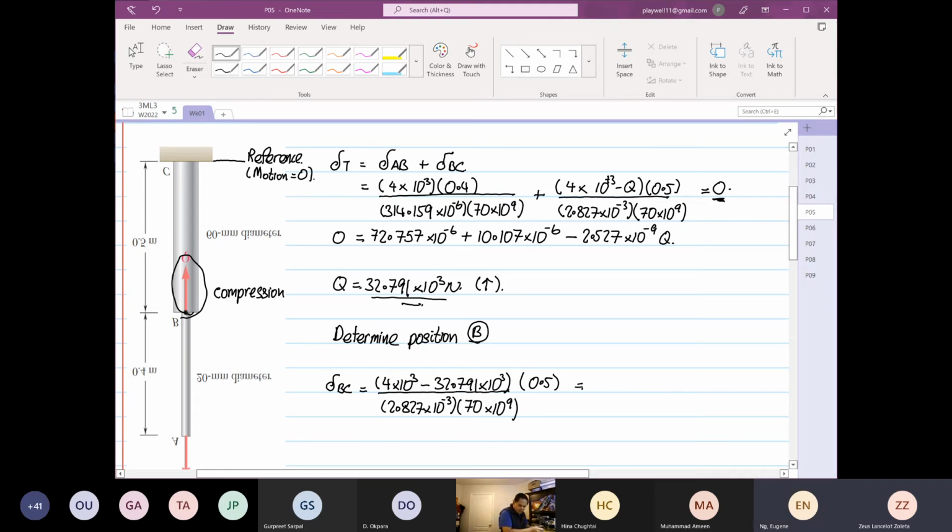So 4 times 10 to the power 3 minus 32.791 times 10 to the power 3, times 0.5, divided by 2.827 times 10 to the power minus 3, divided by 70 times 10 to the power 9. So the actual motion is equal to minus 72.745 times 10 to the power minus 6 meter. Okay, minus means it's going to shorten. Okay, it's going to go into what? Compression.